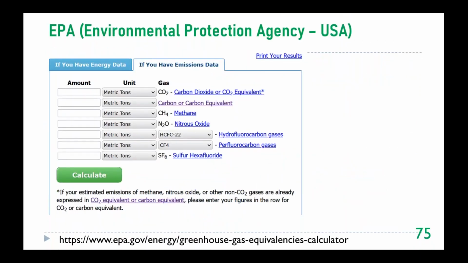There's a good calculator. All this you can do. There's a link at the bottom which you can cut and paste or take from the video or the PowerPoint or the presentation which we'll share with you. You can actually go online and get a quick result. You enter all this data and you'll get your CO2 equivalent from the EPA US website.